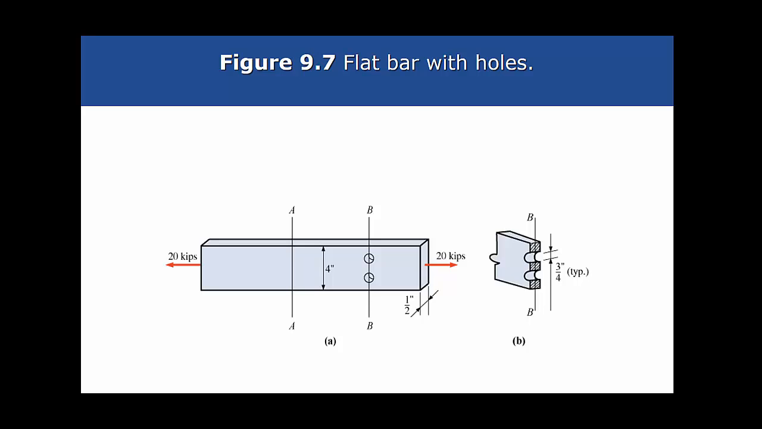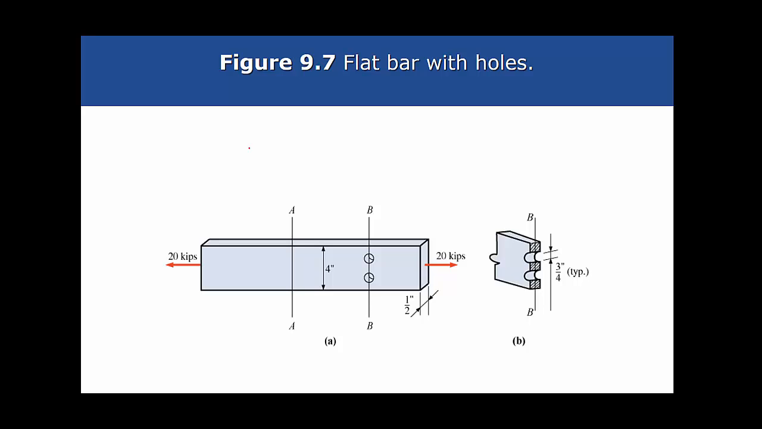It says a flat steel bar, a ½ inch thick by 4 inches wide, is subjected to a 20 kip tensile load. 2 3/4 inch diameter holes are located as shown in figure 9.7a. Determine the average tensile stress at sections AA and BB. Neglect stress concentrations adjacent to each hole. Anytime you start getting into some sharp corners and such, you get some stress concentration.